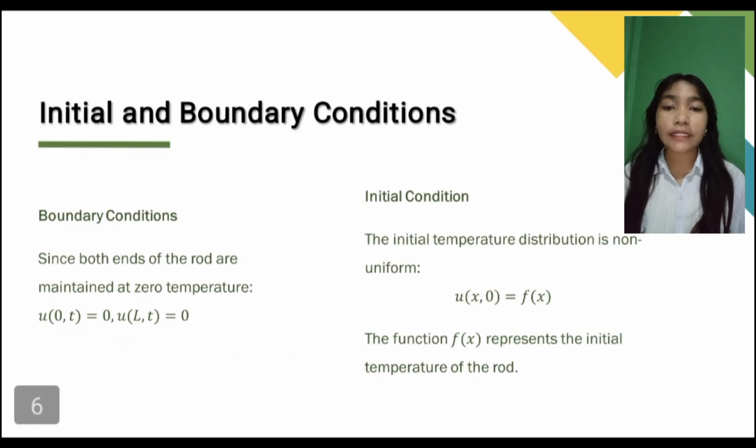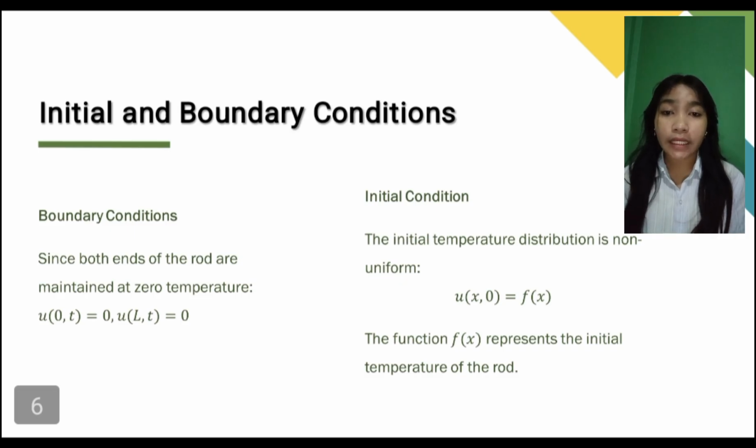After introducing the heat equation, we also need to define the initial and boundary conditions in order to obtain a unique and physically meaningful solution. First, let us look at the boundary condition. In this model, both ends of the rod are maintained at 0 temperature. This means the temperature at the left end and the right end of the rod remains constant over time.